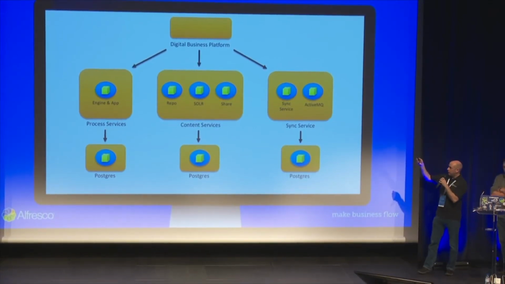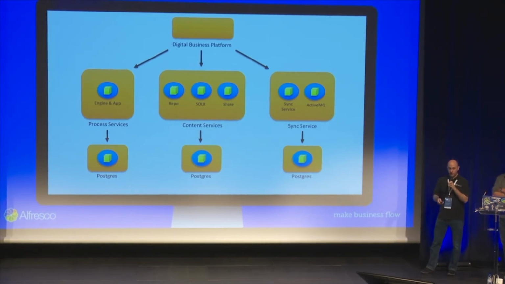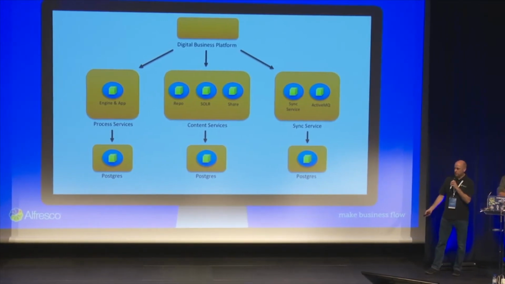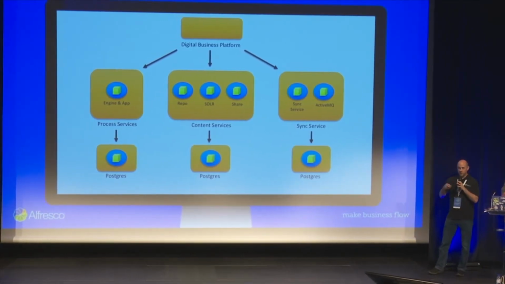So the goal, at the moment, we've got a digital business platform chart, and all that is dependent on a process services chart, a content services chart, and a sync service chart. So very much like Maven with dependencies, you can have the same sort of thing with Helm.